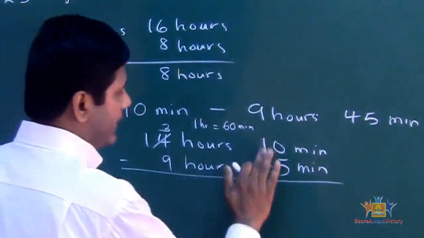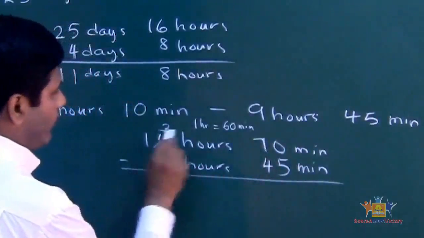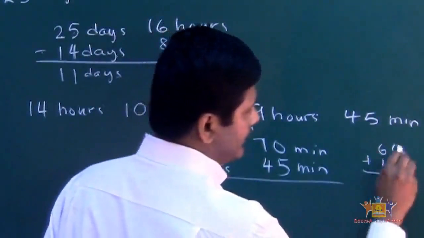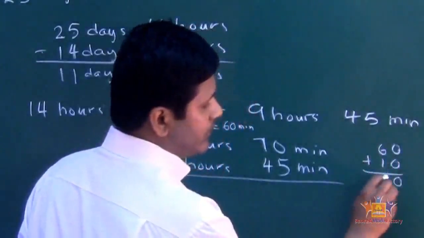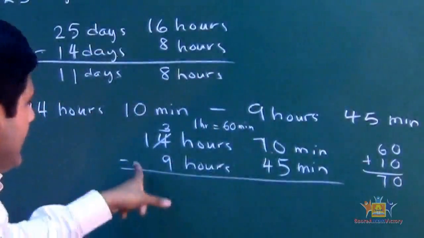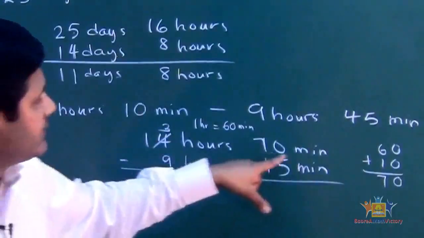Okay, so I can erase this and put 70. There you go. Because I already borrowed and gave it to that one, because we know that 60 plus 10 is 0 plus 0 is 0, 6 plus 1 is 7, 70. So now I changed it and put it into 70. Did I change the problem? No, it still says 13 hours 70 minutes.